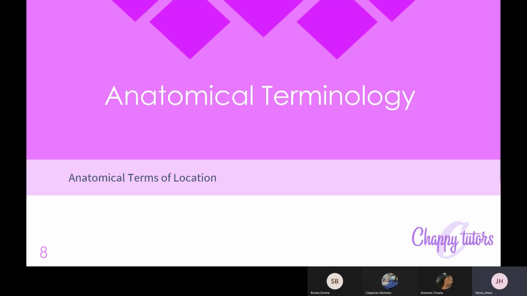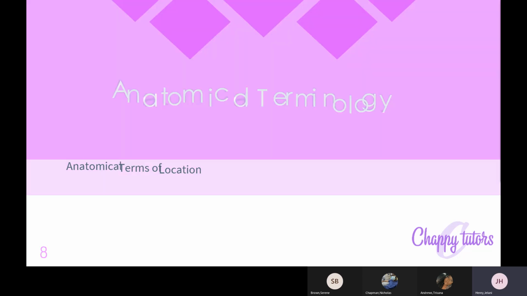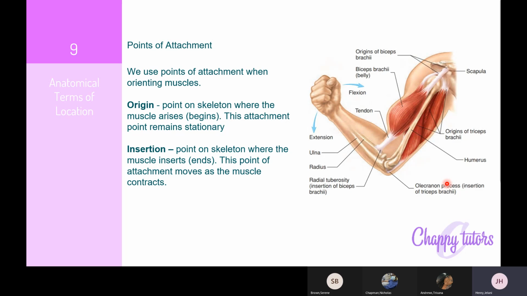Now we just go through some terms of location. So we have origin and insertion. These two terms refer to points of attachment of a muscle. It's important to understand origin and insertion when we're discussing muscles. An origin is the point on the skeleton where the muscle begins or arises. It's important to know that this point does not move. It's completely stationary. No matter what contraction occurs in the muscle, the origin remains stationary.